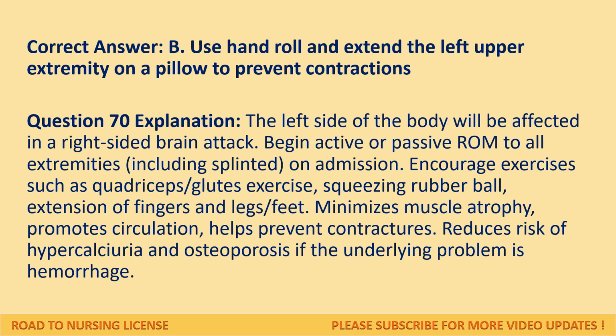Correct answer, B. Use hand roll and extend the left upper extremity on a pillow to prevent contractions. Question 70 Explanation. The left side of the body will be affected in a right-sided brain attack. Begin active or passive ROM to all extremities, including splinted, on admission. Encourage exercises such as quadriceps/glutes exercise, squeezing rubber ball, extension of fingers and legs/feet. Minimizes muscle atrophy, promotes circulation, helps prevent contractures. Reduces risk of hypercalciuria and osteoporosis if the underlying problem is hemorrhage.